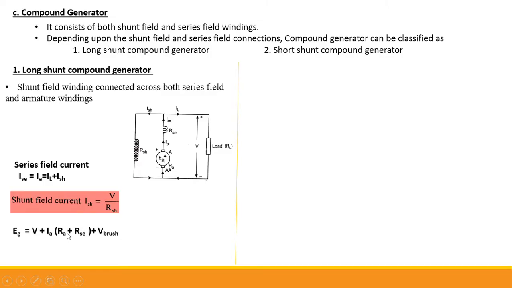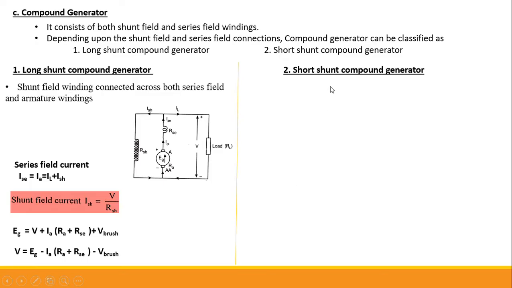Now we can calculate easily the generated EMF Eg. It is equal to V, that is terminal voltage, plus Ia, armature current, times Ra plus R series, plus V brush. From this we can take terminal voltage on one side, remaining on the opposite side. That gives the equation V is equal to Eg minus Ia times Ra plus R series, minus V brush.